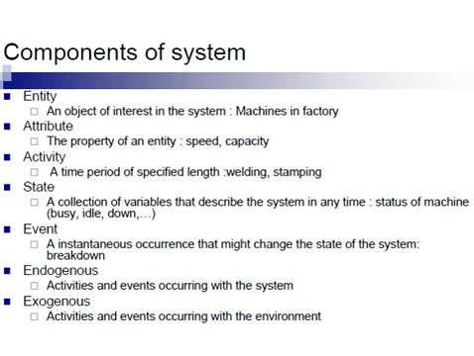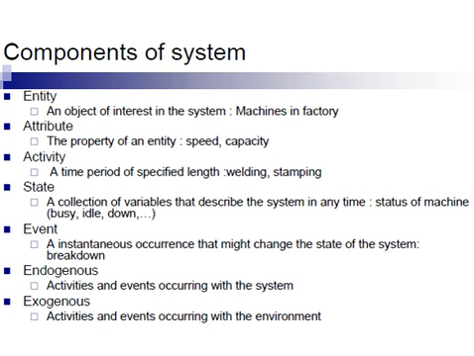Activity is a time period of a specified length, or you can say any process causing changes in a system is called an activity, such as any manufacturing process of the department, welding, stamping. A state of the system is a collection of variables that describe the system at any time. So status of machine would be busy, idle, down.